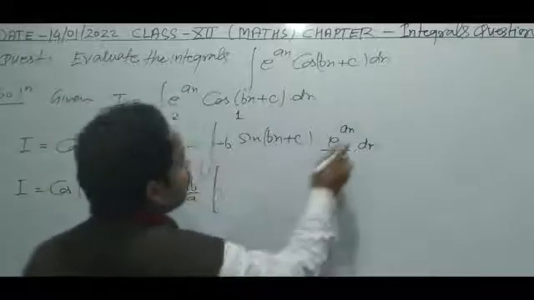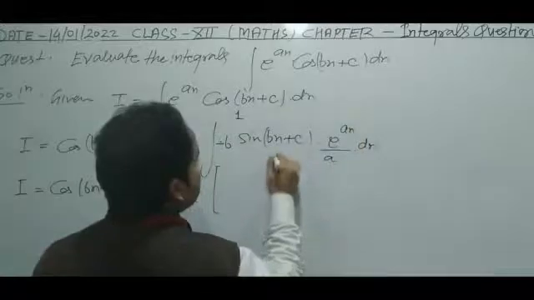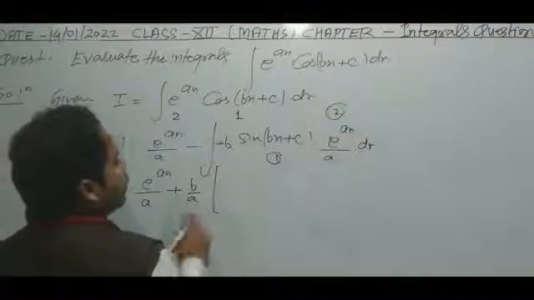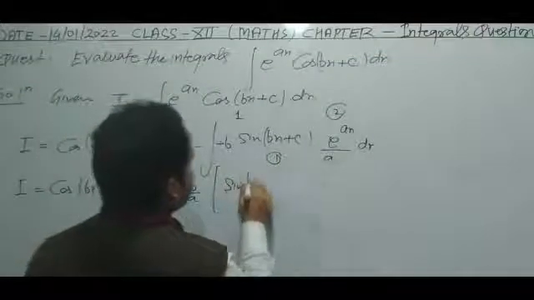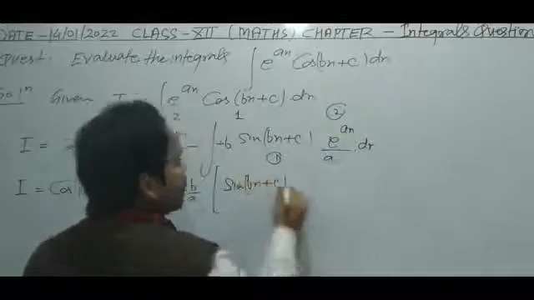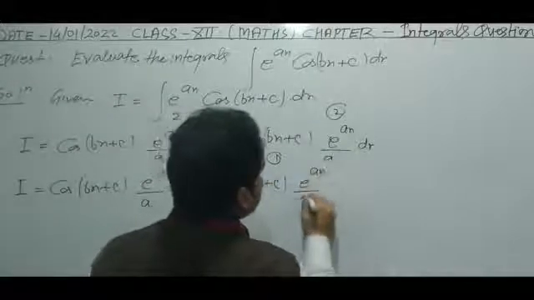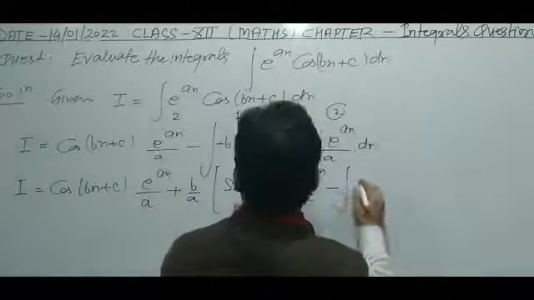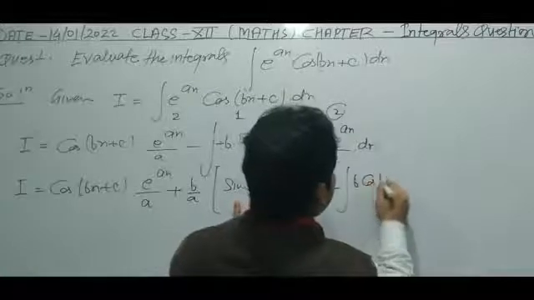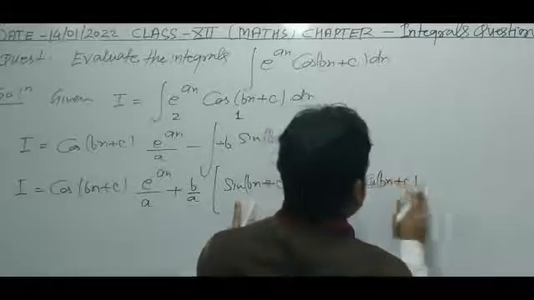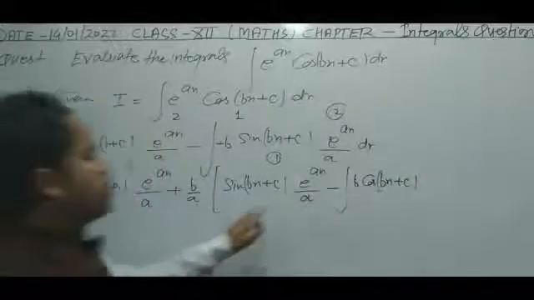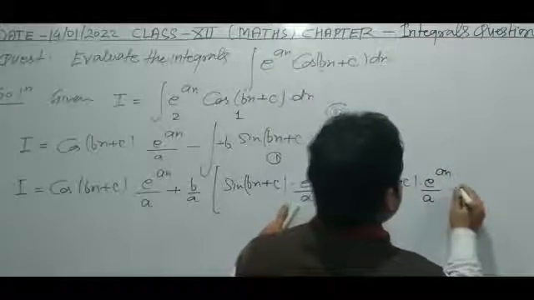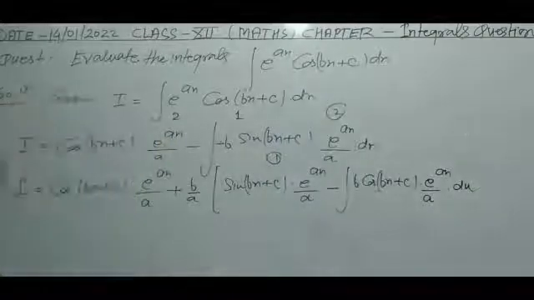Again when you integrate, this one you consider first and this one second, and b by a is outside the bracket. So first function, meaning sine (bx plus c) into e to the power ax upon a, minus the integration of the derivative of the first function, which will be b cos (bx plus c), into e to the power ax by a with dx. Now bracket closed.